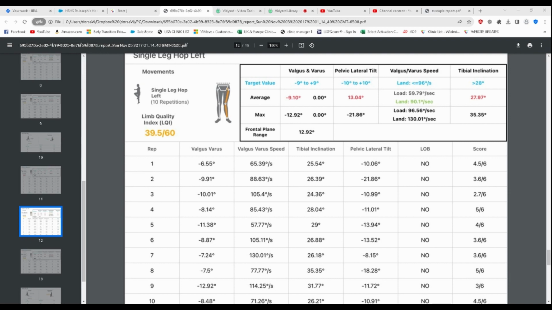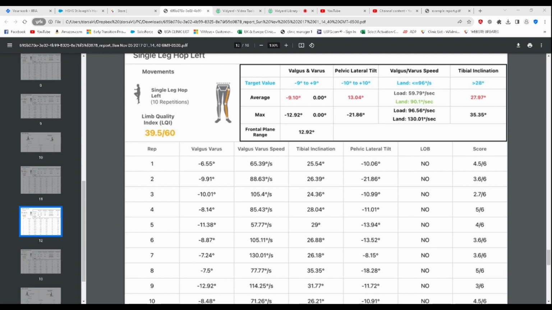The target value for valgus varus speed is less than 96 degrees per second during their landing. This is how fast the knee is moving in the frontal plane. When I think of speed of valgus to varus, I think of control and stability. We want this slow and controlled. The subject's average speed in the frontal plane is 90.1 degrees per second in the landing and 59.79 degrees per second during the loading phase. The landing speed is within the range of the target value, which is why it is in the green.